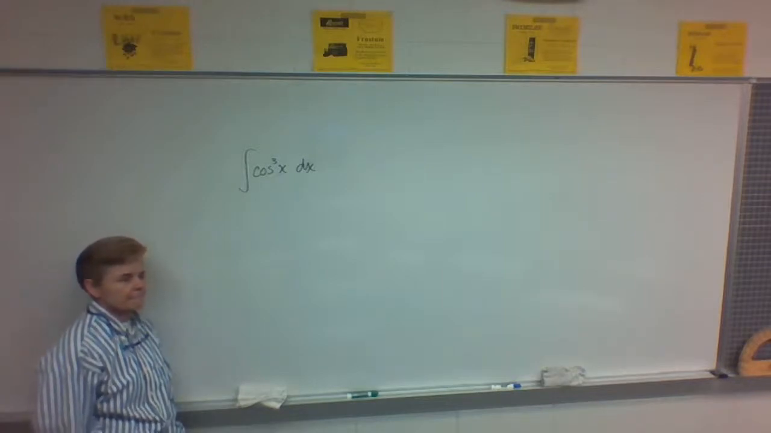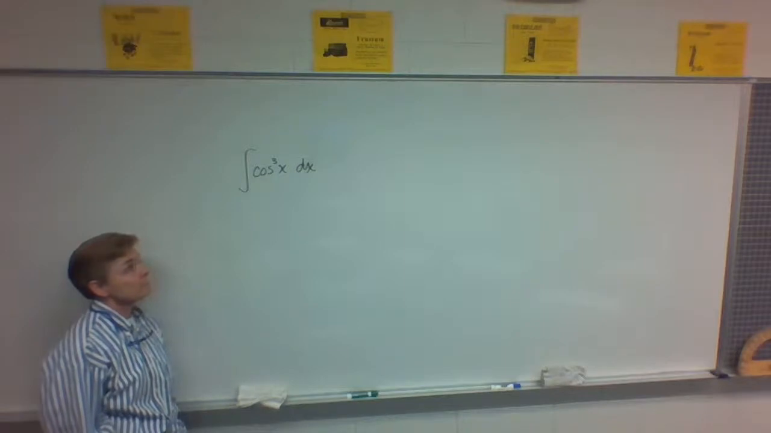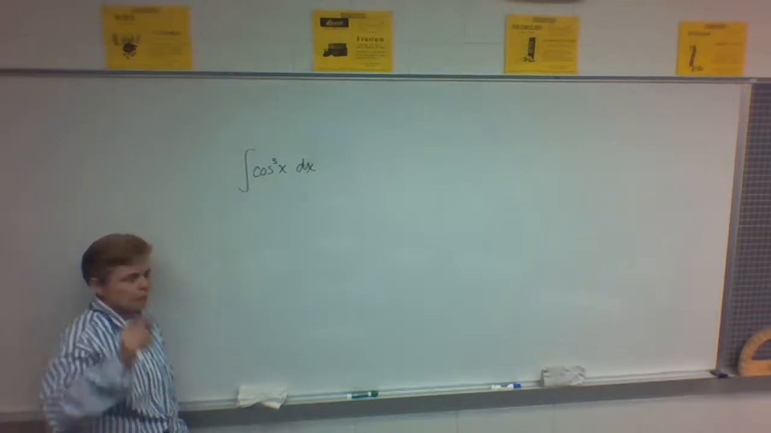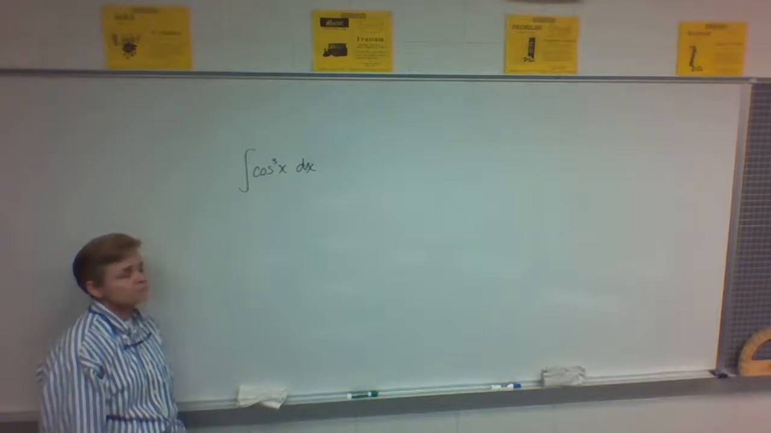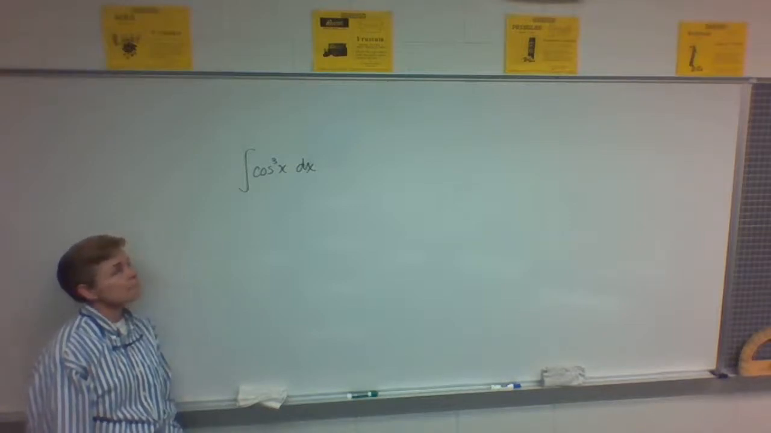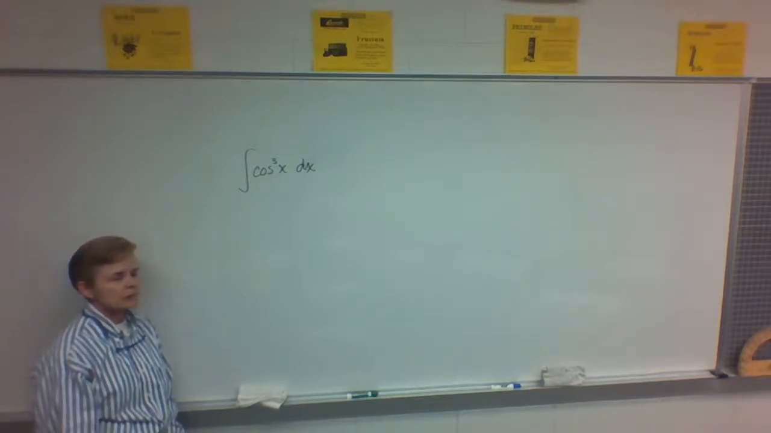So cosine of x cubed. It's the same cosine thing. It's the cosine of x, all cubed. That's the same thing, right? So could we use cosine x as u? Its derivative would involve a sine, which I don't have. So negative cosine.